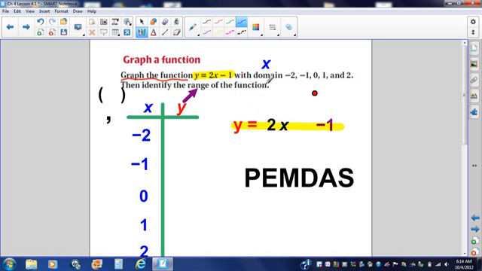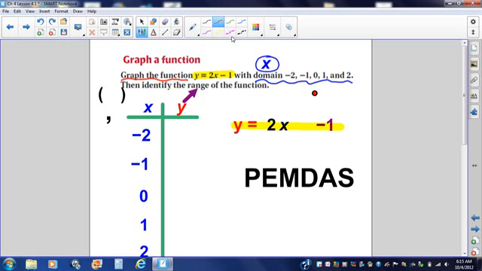They're telling us that the domain is going to be -2, -1, 0, 1, and 2. Remember that domain is your King Xavier because he ruled over a very large domain. So somewhere in your paper, I want you to make yourself a T chart. Why is it called a T chart? Because it looks like the letter T. On one side of the T chart, put an X. On the other side, put a Y.